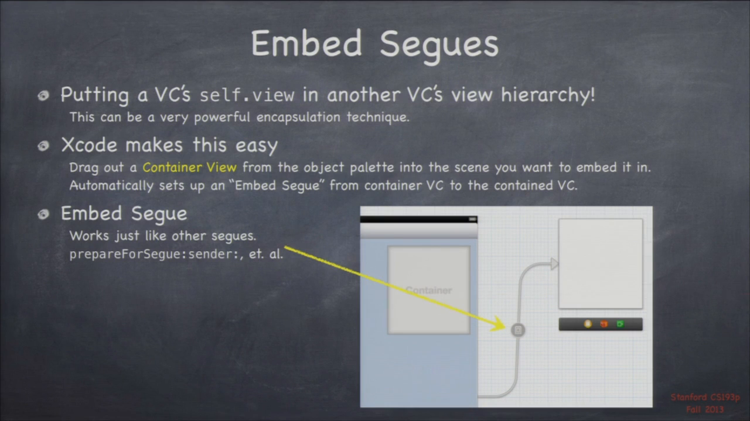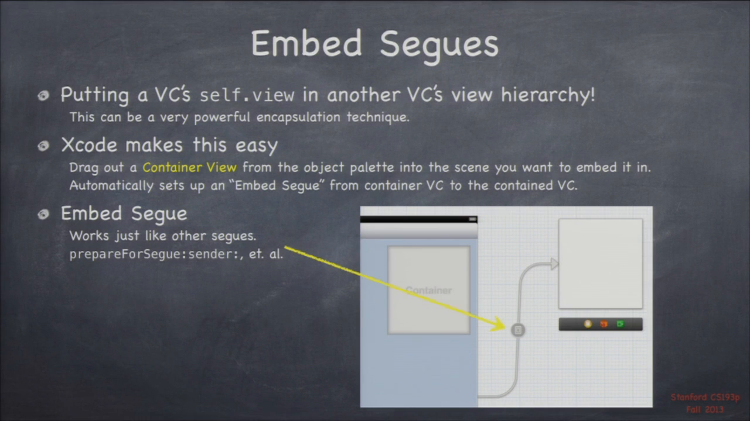And then once you do that control drag, it's just like any other segue. It's just a segue. It has to be prepared, right? Because it's going to be displaying something in there, presumably. But otherwise, it's exactly the same. And not only is that segue exactly like any other segue, the container you see right there is just like any other UI view.